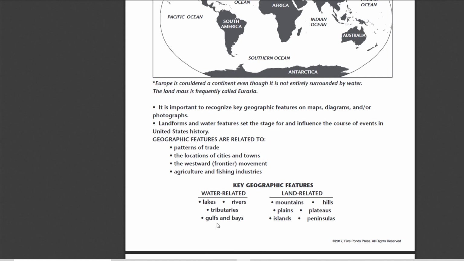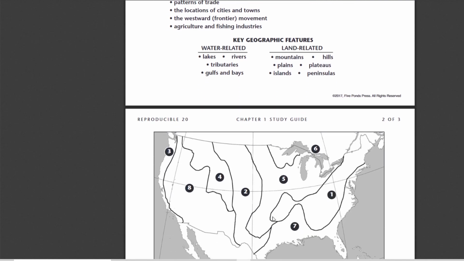Gulfs and bays are almost like lakes, except they're not completely surrounded by land. Lakes are completely surrounded by land. Then in your land-related features, you have mountains. We know what mountains look like. They're all around us. Hills are below 2,000 feet above sea level. So they're similar to mountains, but they just don't get as high. Plains are flat land. Plateaus are basically mountains with a flat top on it. Islands are land surrounded by water. Peninsulas are kind of like gulfs and bays where it's mostly surrounded by water, usually three sides.